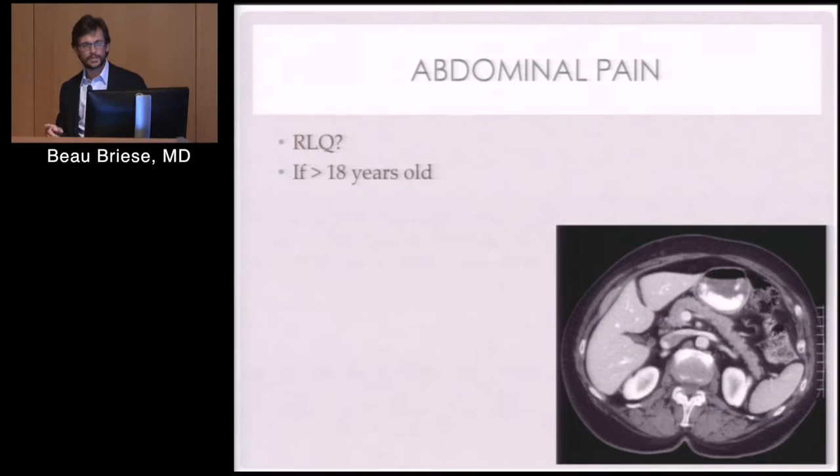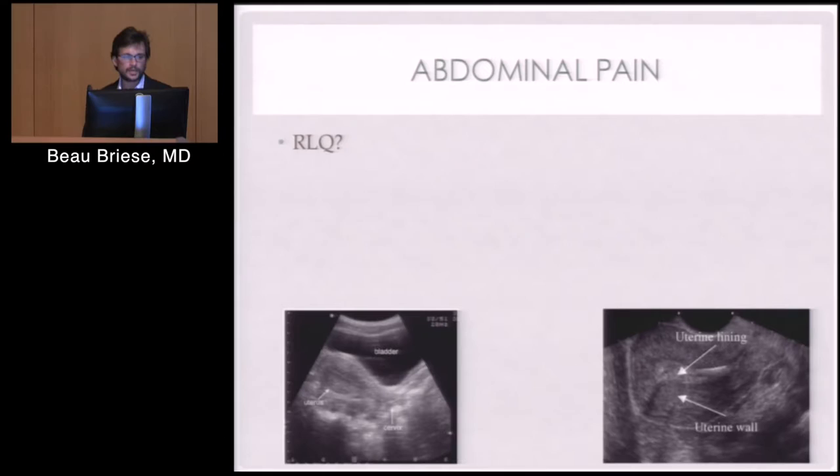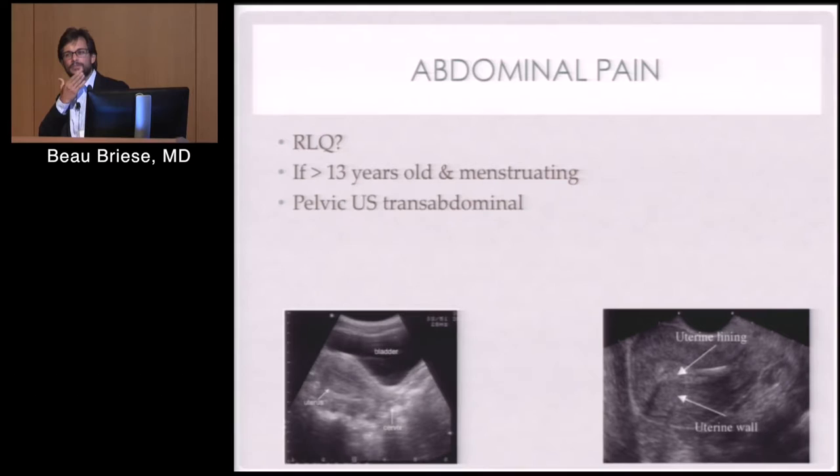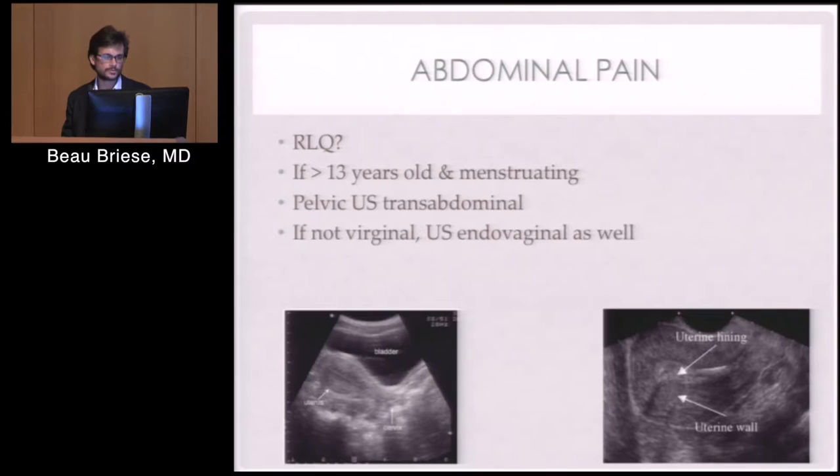Good job. All right. Now, if it's in the right lower quadrant and they're greater than 13 years old and they're menstruating, you have to get the ultrasounds of the genitourinary organs, right? The ovaries, to make sure that there isn't any evidence of ovarian torsion. So you want to get a transabdominal ultrasound of the pelvis at least and an endovaginal ultrasound if they're not virginal.